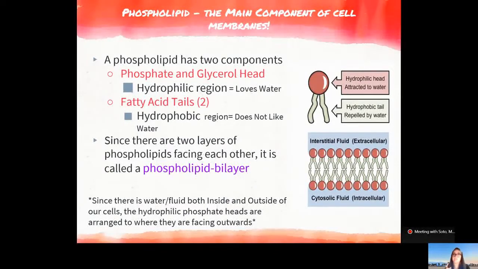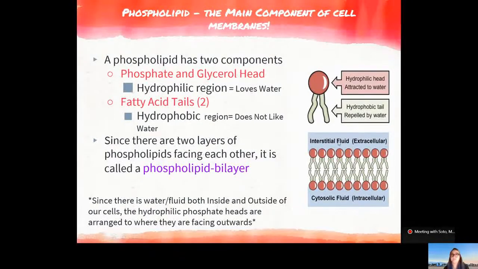So the important thing is that they are paired up by having the tails towards each other. So we have head, tails, tails, head. That is the setup of our phospholipid bilayer. That is because we want the hydrophilic regions, the heads, which love the water, both towards the outside of the cell and the inside of the cell.